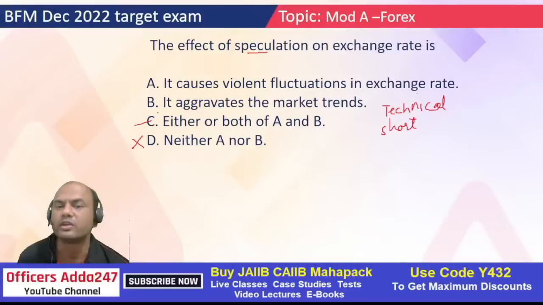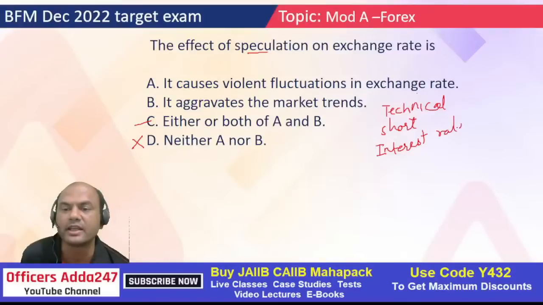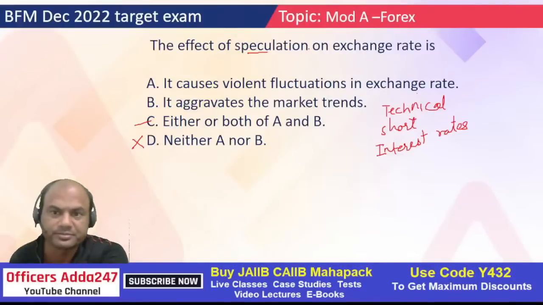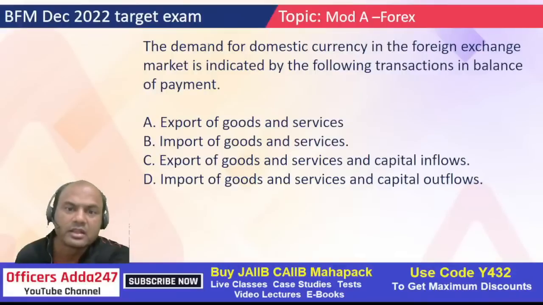Now you have got this answer. Give me the other technical reason for short term fluctuation. One is the speculation. What is the second? The second one is this interest rate difference. Always remember, it's not a part of this question, but the interest rates in any country always determine the fluctuations in the currency of that country.